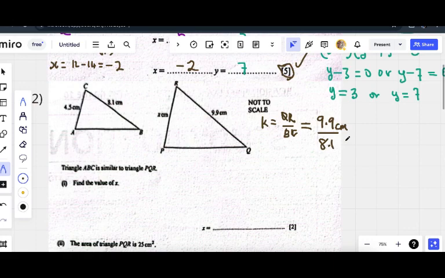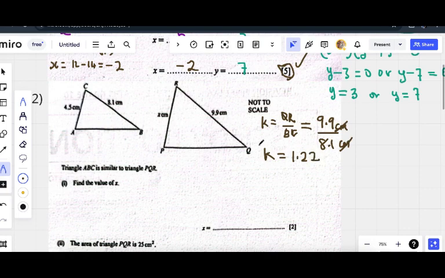Divide by 8.1 centimeter. Now the reason the scale factor does not have a unit is that the centimeter, or whatever unit is here, cancels this unit. They must be in the same unit in order for you to do it. So we have K equals 1.22. It's actually continuous, I just stop at 1.22, 1.2222. So K equals 1.22.